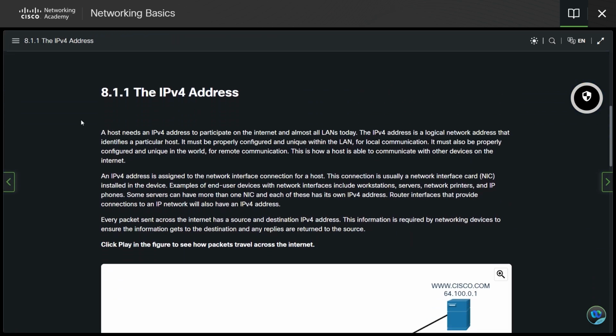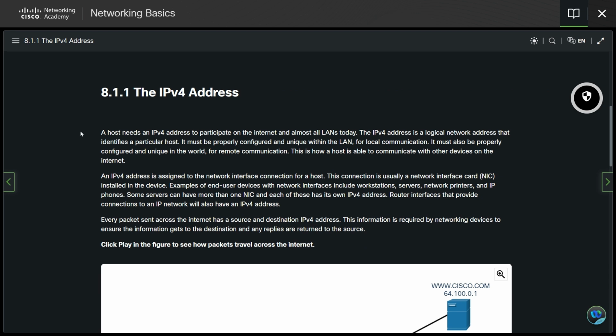A host needs an IPv4 address to participate on the Internet and almost all LANs today. The IPv4 address is a logical network address that identifies a particular host. It must be properly configured and unique within the LAN for local communication. It must also be properly configured and unique in the world for remote communication. This is how a host is able to communicate with other devices on the Internet.